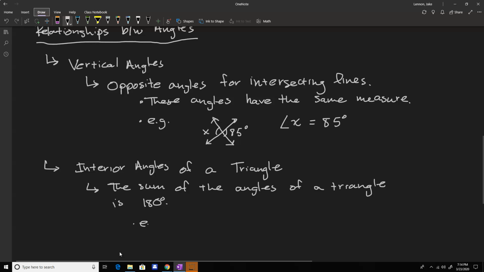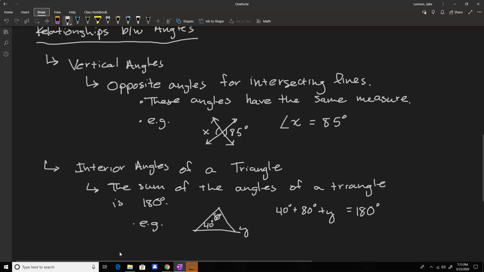So a quick example there. If you had, say, some triangle, and let's say this were 40 degrees here and 80 degrees up here, and we wanted to figure out, let's say this is angle Y. What is the measure of angle Y? Well, basically 40 degrees plus 80 degrees plus Y, all three of these angles have to add up to 180 degrees. So we can use that to go ahead and solve for Y.